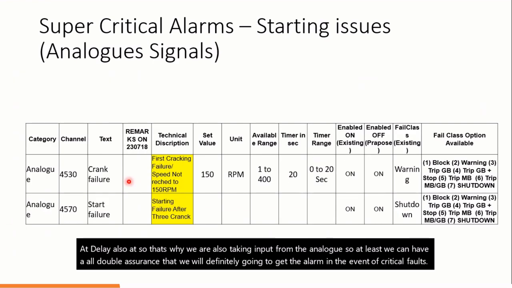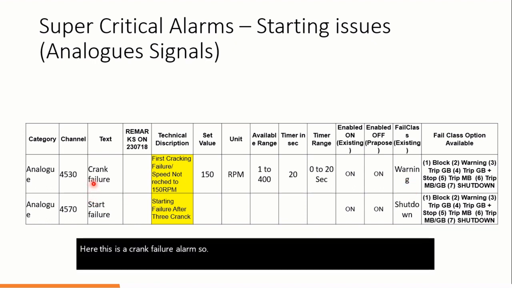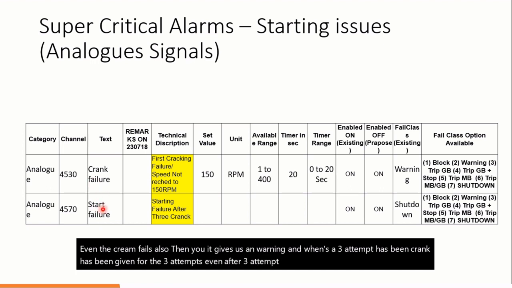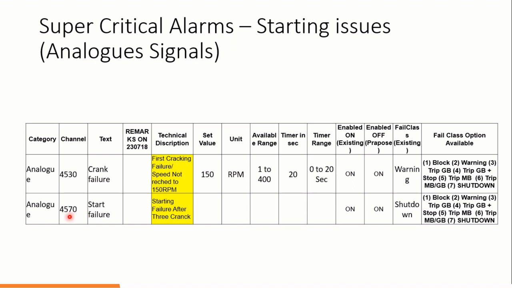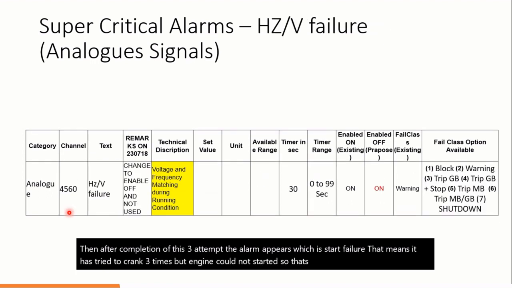Here this is a crank failure alarm. Even if the crank fails, it gives us a warning. Then 3 attempts are given, and even after 3 attempts, if the engine does not start, then after completion of the 3 attempts the alarm appears, which is start failure. That means it has tried to crank 3 times, but the engine could not start. So the 4570 code will appear, and we will get the alarm called start failure. So these are all the alarms. Again here, Hertz/V by failure.